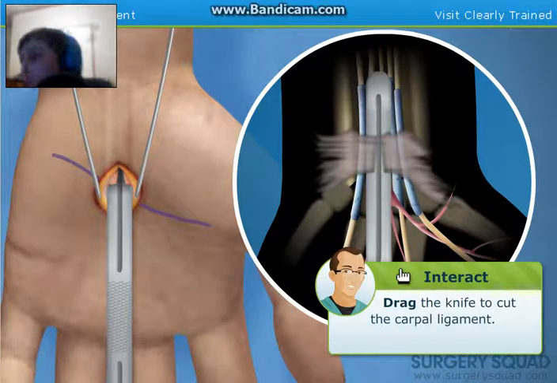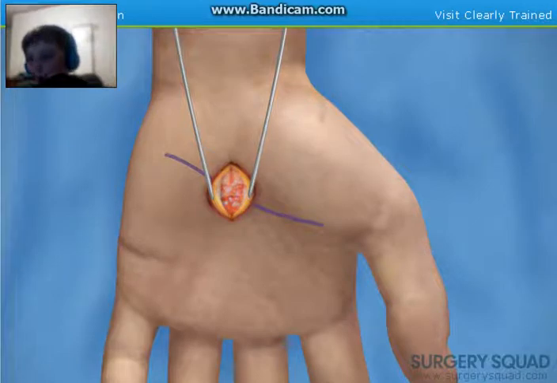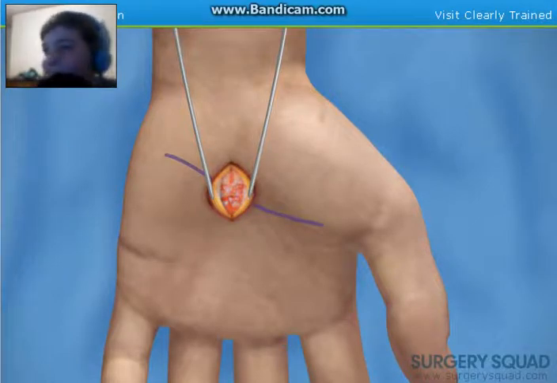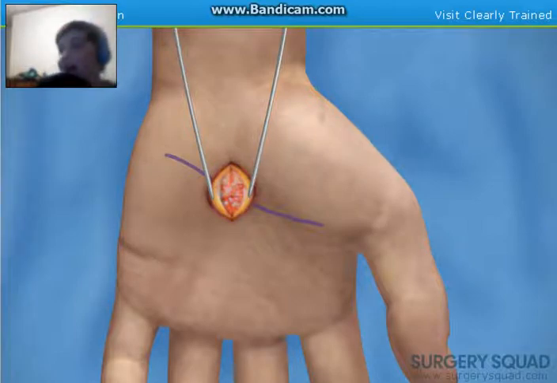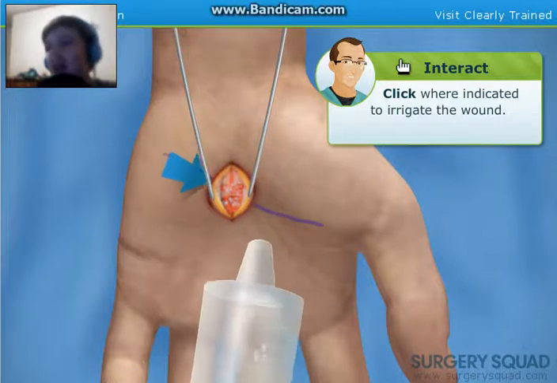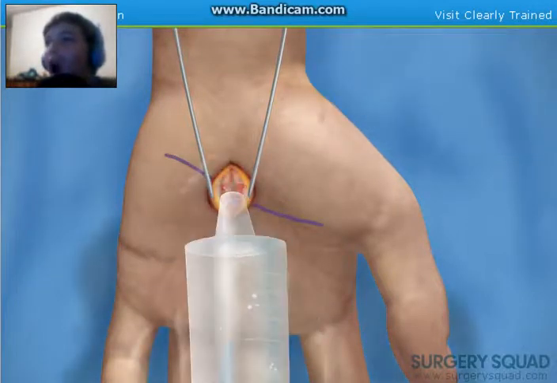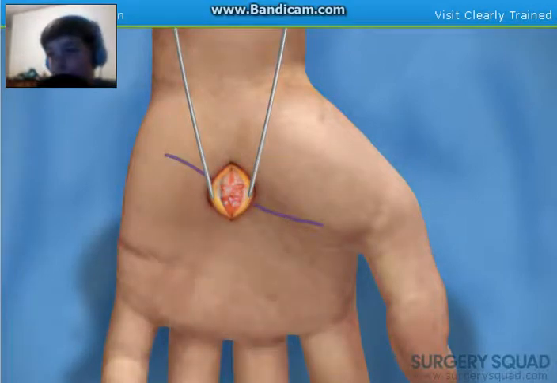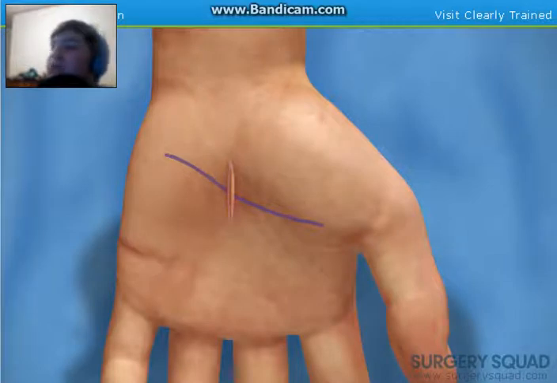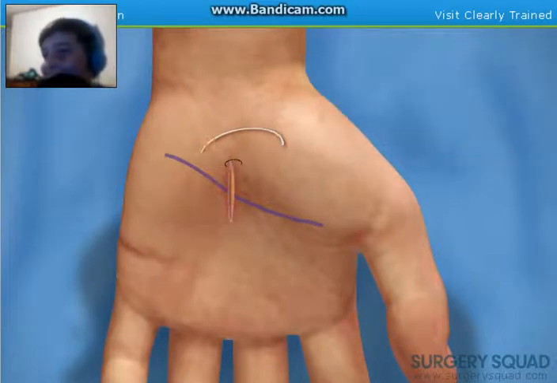Perfect. With the transverse carpal ligament cut, the median nerve is no longer inflamed. Now we can begin to clean and close the incision. Go ahead and irrigate the wound. When you're finished, I'll release the tourniquet, allowing blood to flow back into the hand. Now you'll close the wound using non-absorbable sutures.